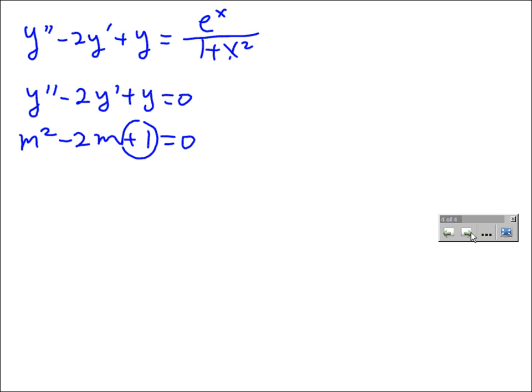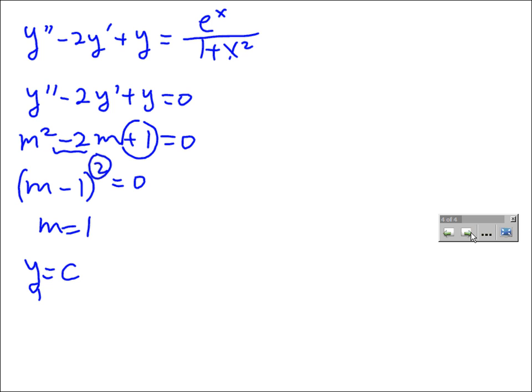And two numbers that multiply out to 1 and add up to -2 are -1 and -1. So m minus 1 squared. Multiplicity is 2. That is, when m is 1, the multiplicity is 2. So it's not just y equals c1 e to the 1x, but we need to take an answer just like that, except I change the constant. Instead of c1 e to the x, I just have c2 e to the x, and I multiply by x.